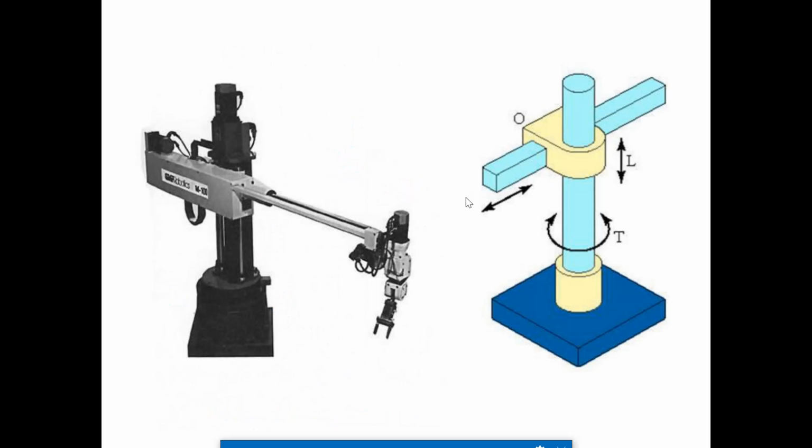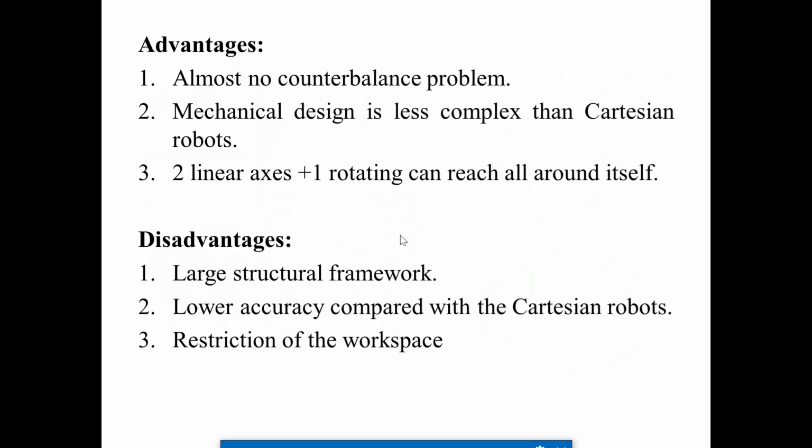Next, this is a 3D view of a cylindrical configuration. We can expect it can revolve up to 360 degrees. The advantages are that almost no counterbalance problem is there for a cylindrical configuration, and the mechanical design is less complex than Cartesian robots. In a cylindrical configuration, you can view a JCB, right, or an earth mover. It can revolve all around 360 degrees, and 2 linear axes plus 1 rotating axis can reach all around itself.